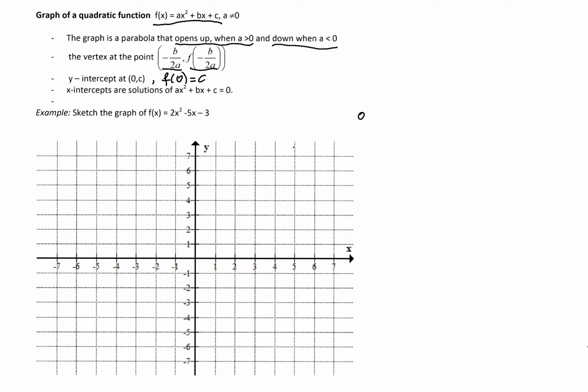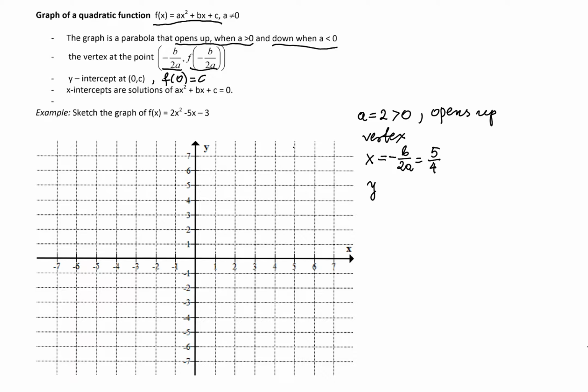In this case, the value of a is positive, so that means that the parabola opens up. The vertex can be computed using the formula, so the x-coordinate of the vertex is negative b over 2a, and therefore it is 5 over 4.